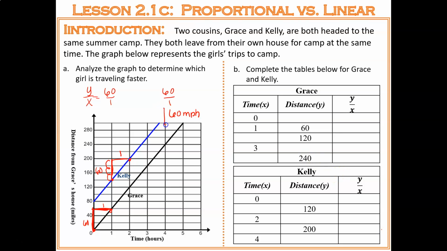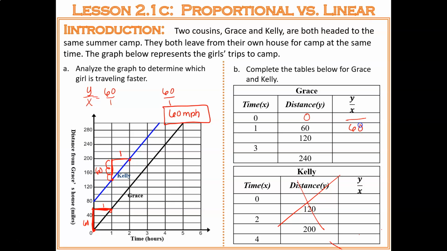So let's just take a look at Grace's graph. We're not going to do Kelly's today. We're just going to look at Grace's. So Grace starts at 0, and when she is at 0, she has not gone any closer to the camp yet. So she starts at the origin. At 1 hour, she has traveled 60. So there's your unit right there.